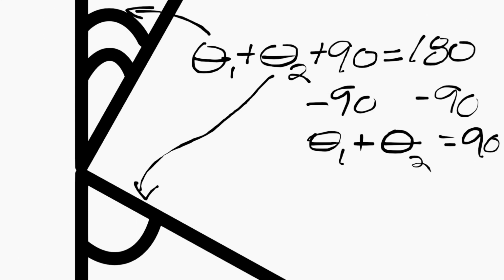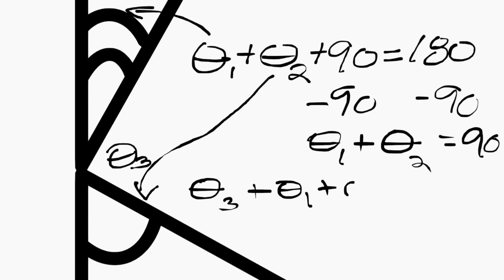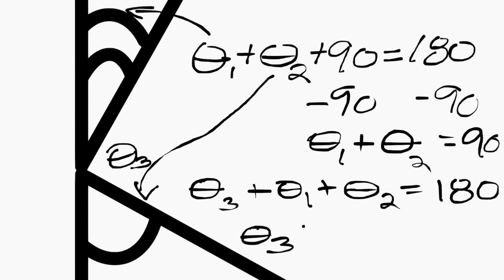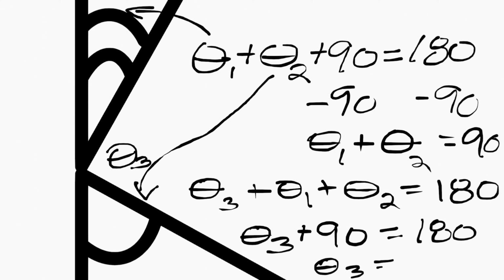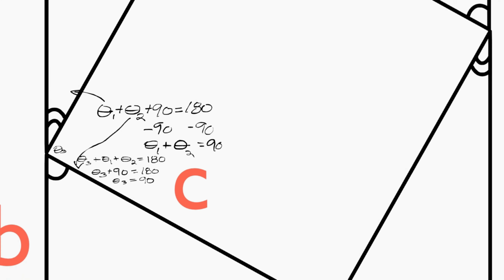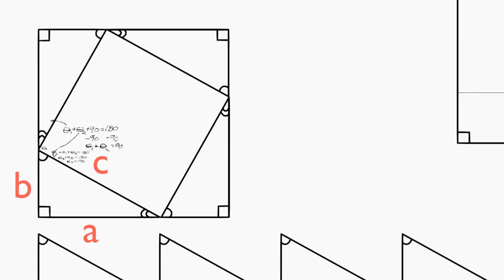Since all the angles of all our shapes lie on a line, that means that the sum of all the angles adds up to 180. This means that theta 1 plus theta 2 plus theta 3 equals 180 degrees. Since theta 1 and theta 2 lie in our triangle, and we know that theta 1 plus theta 2 is 90 degrees, that means that theta 3 has to be 90 degrees. We can use this argument for all interior angles of our c-sided polygon. Thus, we can conclude that the c-sided polygon is in fact a square.